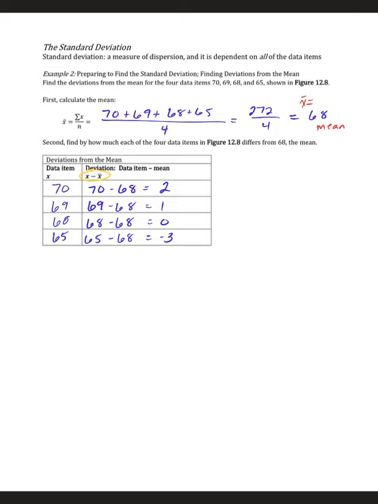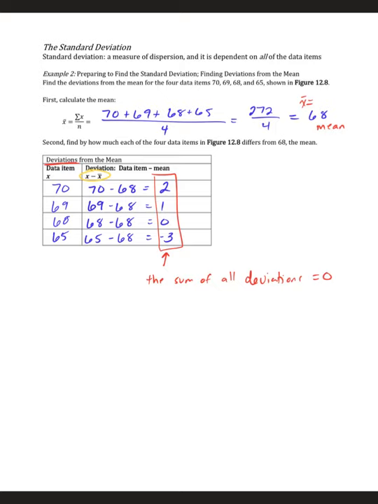Now, one thing you should look at is when you do this, if you were to add all those together, the sum of these should always be 0. We call these the deviations. The sum of all the deviations should equal 0. If they do not, then you made a mistake someplace.